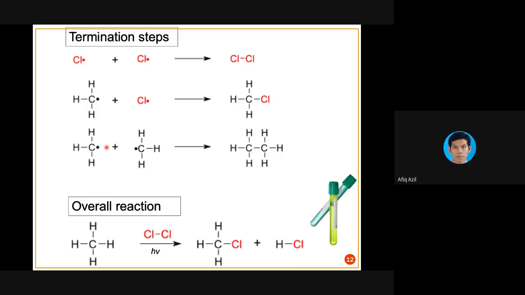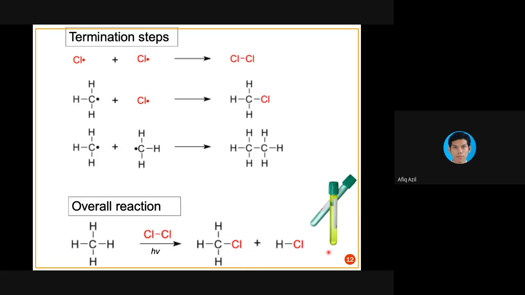And the last one is the termination step. This is how the reaction stops, by having the free radicals react with each other. Since there are two types of free radical, you have chlorine free radicals bonding with each other to form chlorine again. Then you have the carbon free radical and chlorine free radical forming the product that you want, and also a carbon free radical bonding with another carbon free radical to form another alkane, which in this case is ethane.